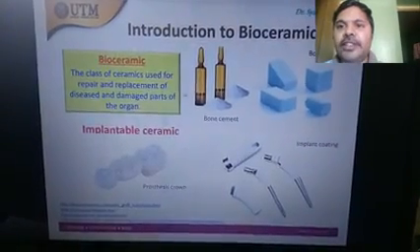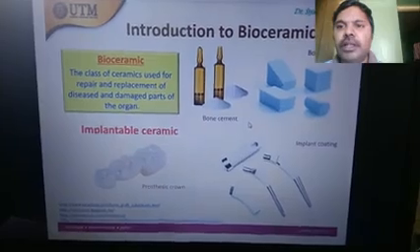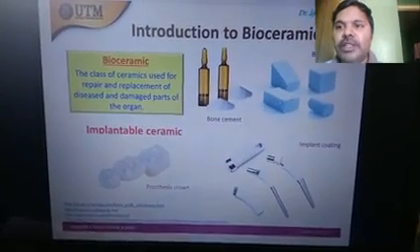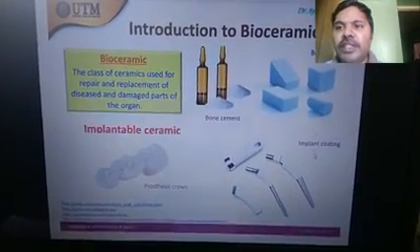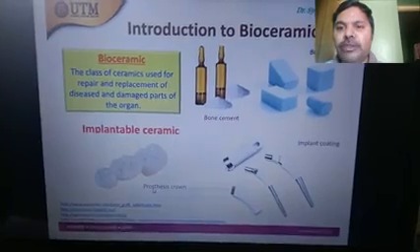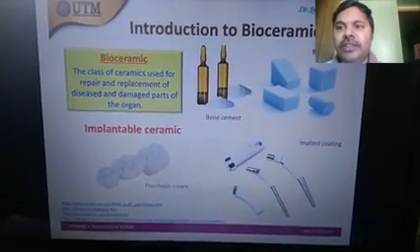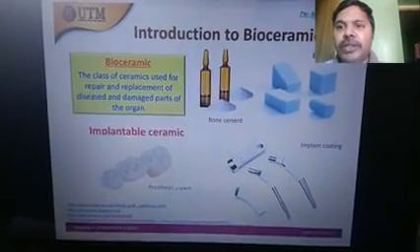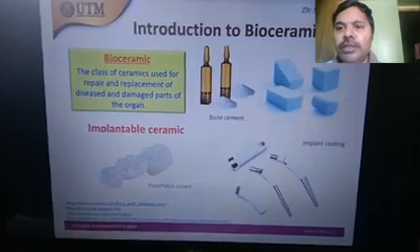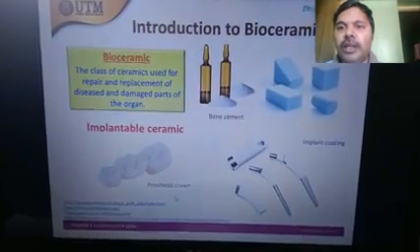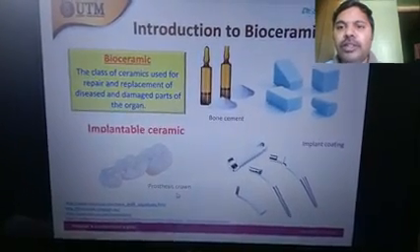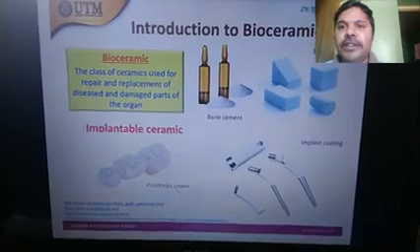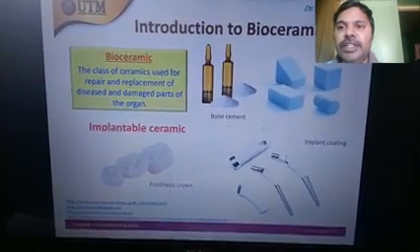So here you can see the different applications of bioceramics: bone cement, bone scaffold. It is used as an implant coating. It is used as a prosthesis crown. So these are all the different applications. You can find what is meant by a scaffold, what is meant by a prosthesis crown. You can Google it and you can find its meaning. So here it is the definition and the different applications of bioceramics.